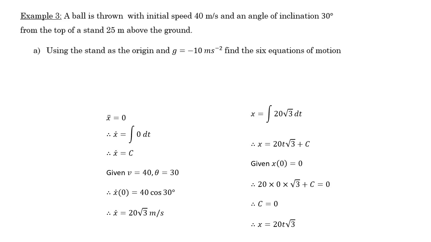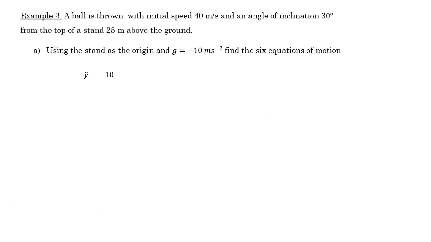So our third motion equation is x equals 20t root 3. So that's our 3 horizontal motion equations. Now we do something very similar with the vertical motion equations. The difference now is that instead of our acceleration equaling 0, in the vertical our acceleration is equal to -10 as provided in the question.